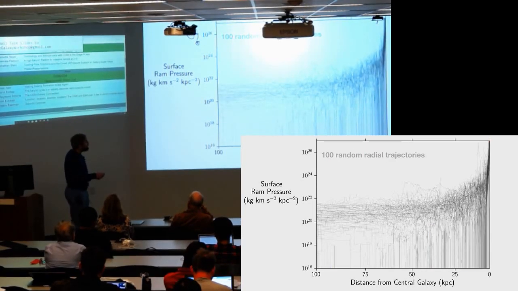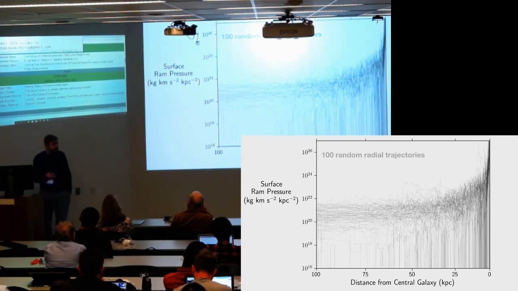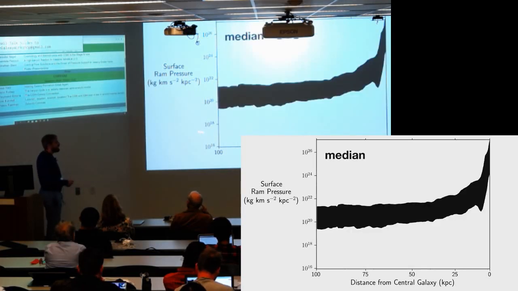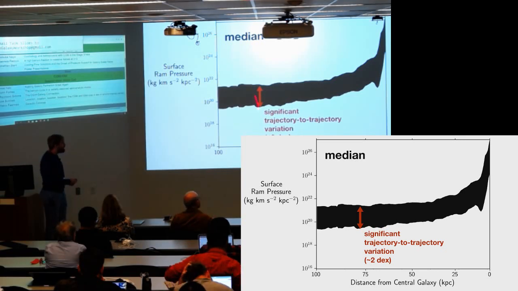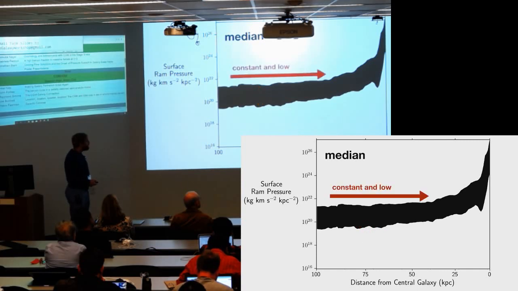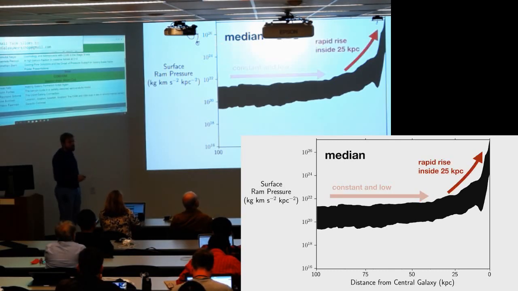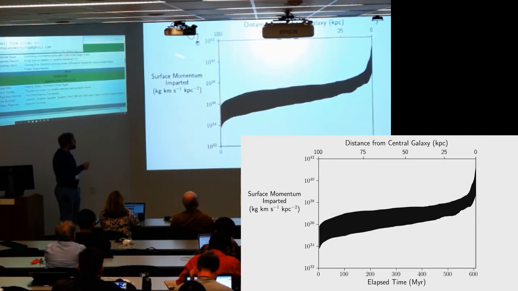And so what we can do is draw 100 random trajectories through the halo and plot their median. So that's what we're doing here. And I want you to take away 3 things. There is significant trajectory by trajectory variation. It accounts for about a 2 dex difference in the surface ram pressure profile. At large distances from the centers, the ram pressure profile tends to be constant and low. And inside 25 kpc, there's a dramatic rapid rise. Okay? So this is the quantity.